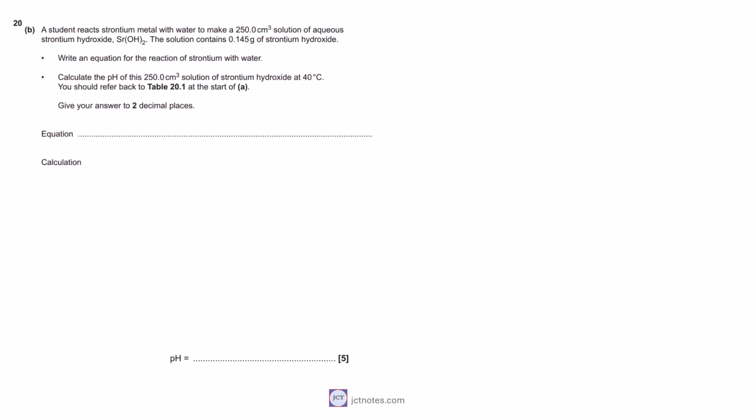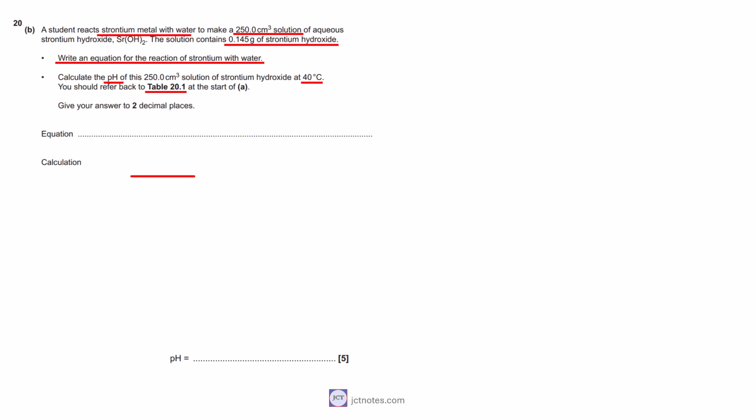In part B of question 20, a student reacts strontium metal with water to make a 250 cubic centimeters solution of aqueous strontium hydroxide. The solution contains 0.145 grams of strontium hydroxide. We are asked to write an equation for the reaction of strontium with water and to calculate the pH of this 250 cubic centimeters solution of strontium hydroxide at 40 degrees Celsius, referring to table 20.1 and giving the answer to 2 decimal places.